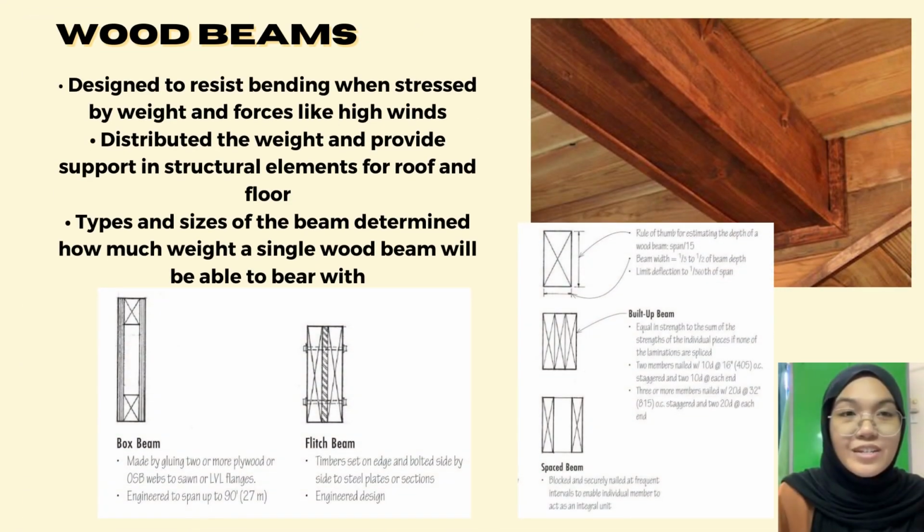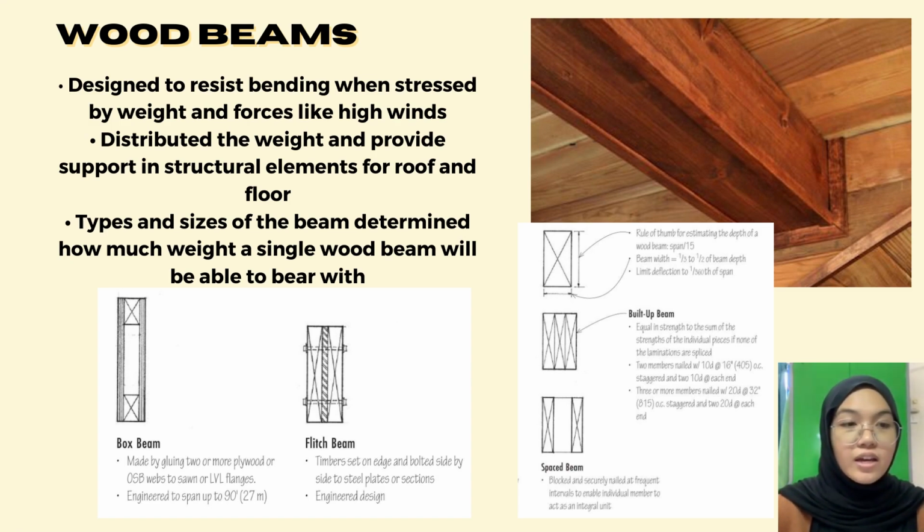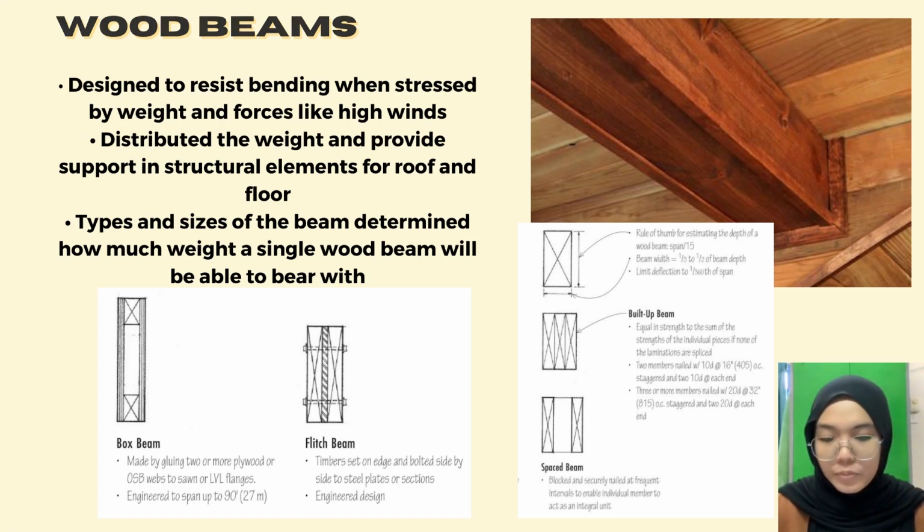So the next one is wood beams. Wood beams are designed to resist bending when stressed by forces like high winds. They distribute the weight and provide support as a structural element for roof and floor. There are many types and sizes of beams, determined by how much weight a single wood beam will be able to bear.